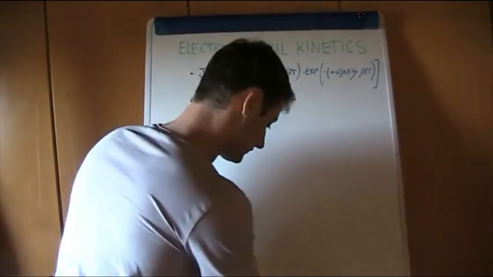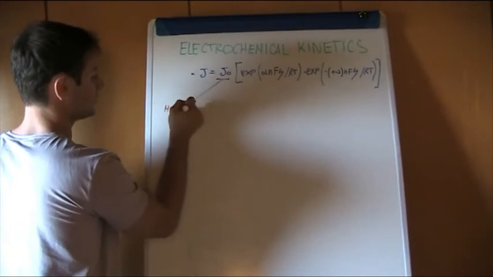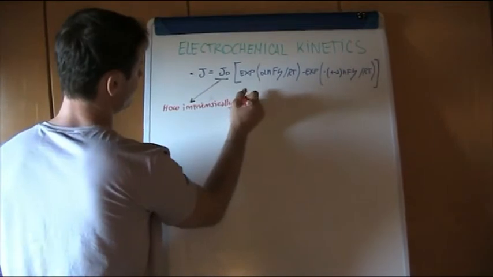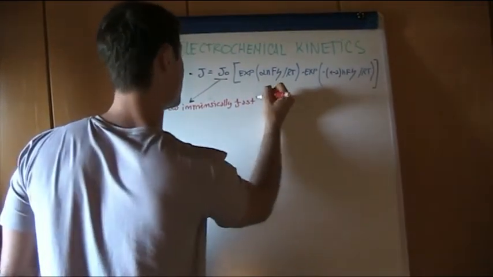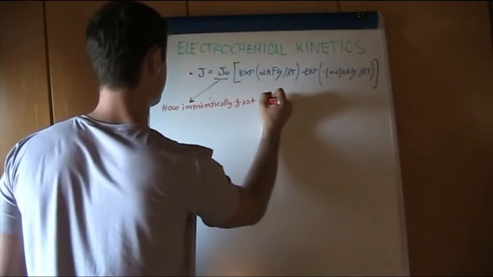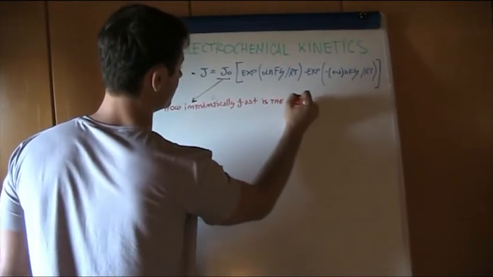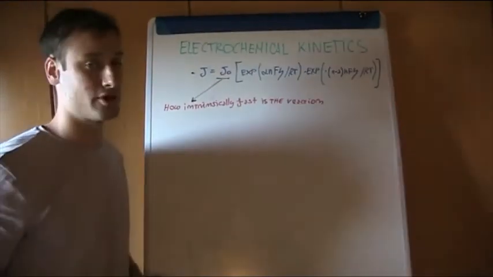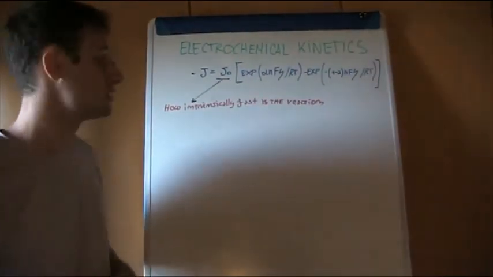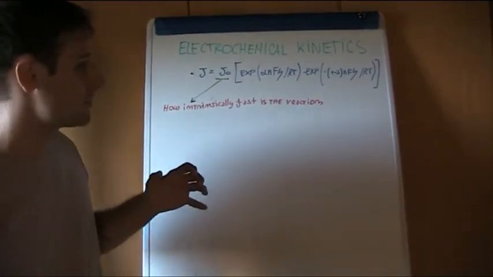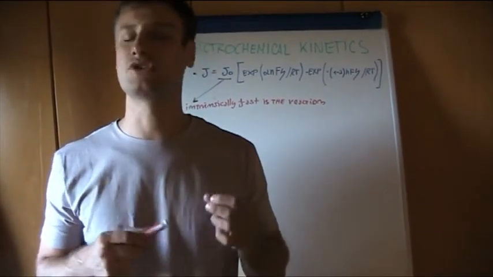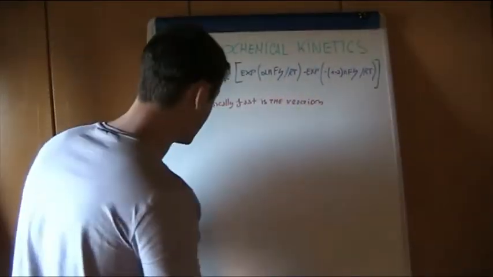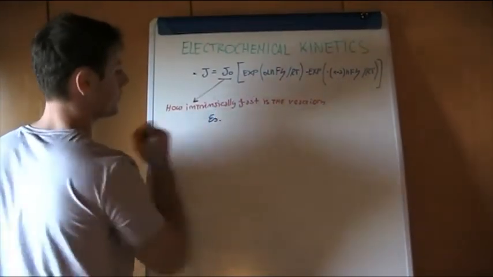So, how intrinsically fast is the reaction. Now, in a moment, we will see, for instance, how changing these terms, from an analytical point of view, the Butler-Volmer plot will change. But before doing this, it's important, from an imaginary point of view, to understand the meaning of the exchange current. So let's consider our well-known example, for instance, the copper.